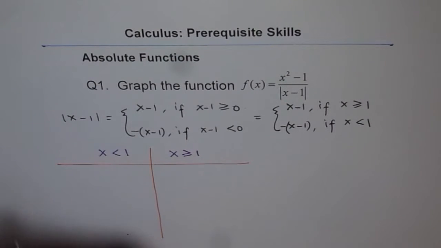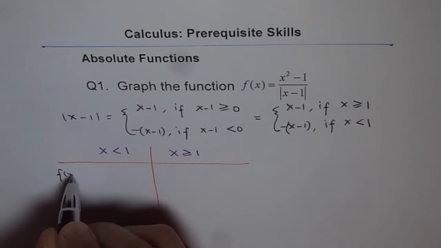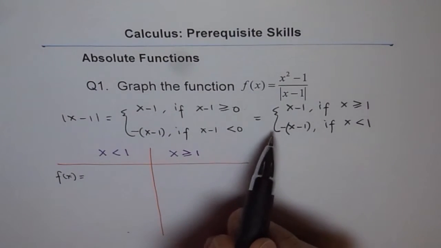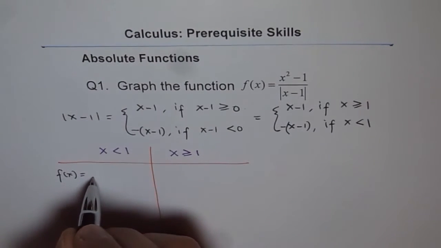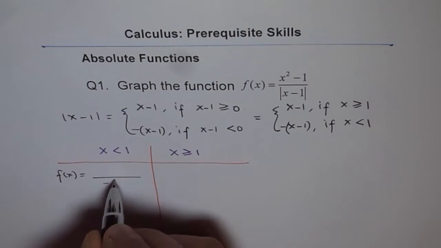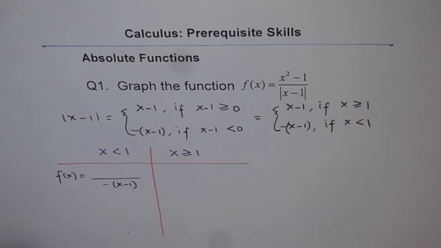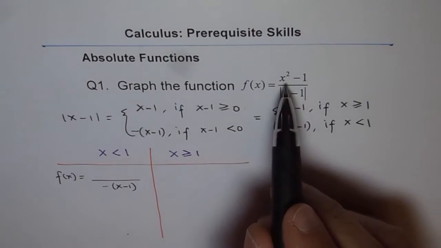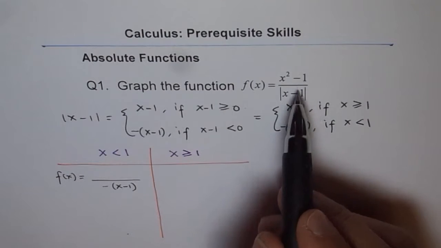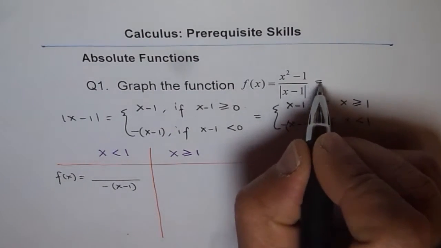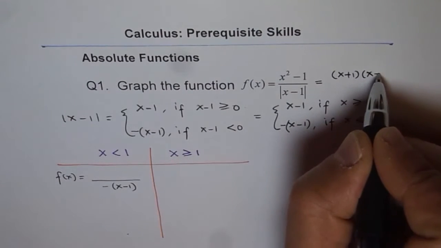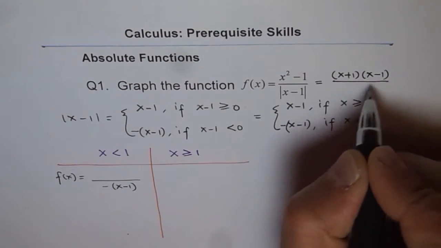Now, the function f of x can be written as, if x is less than 1, then we have to take the negative value. So the denominator will now be negative of x minus 1, correct? Numerator is x squared minus 1. It is a difference of squares, correct? So I could actually write this as x plus 1 times x minus 1, correct? Over absolute value of x minus 1, correct?